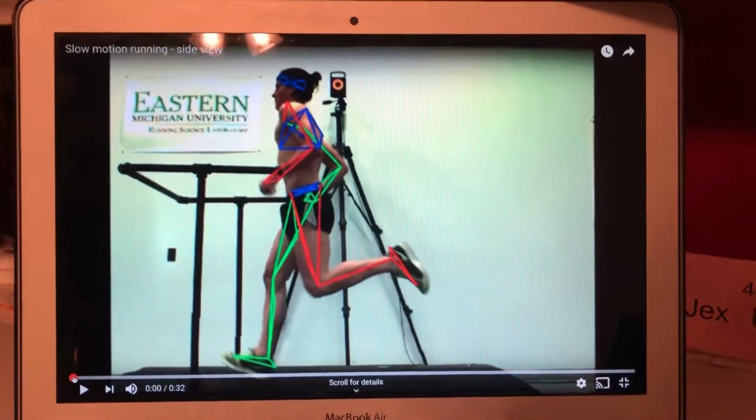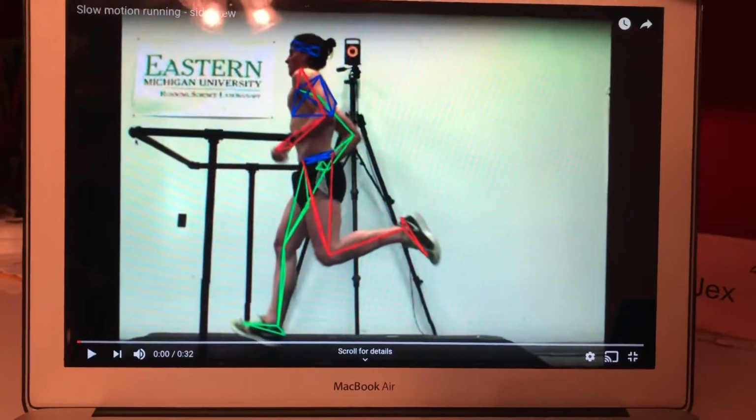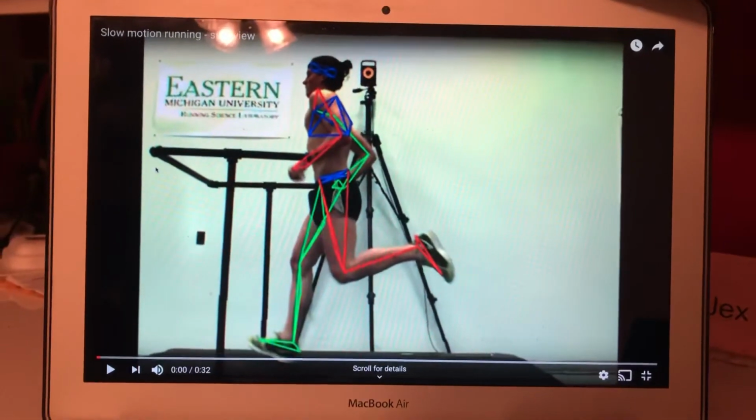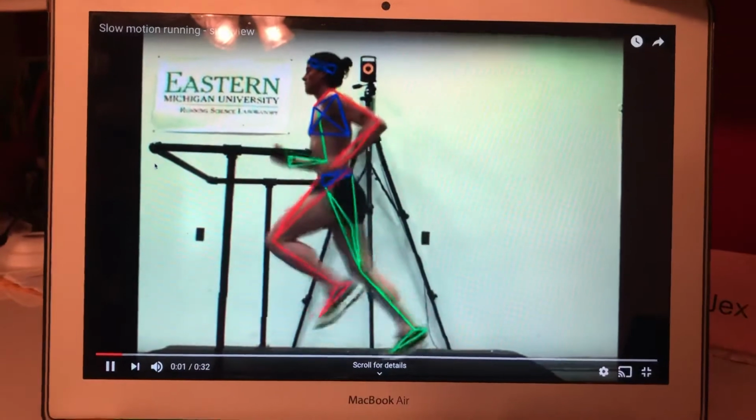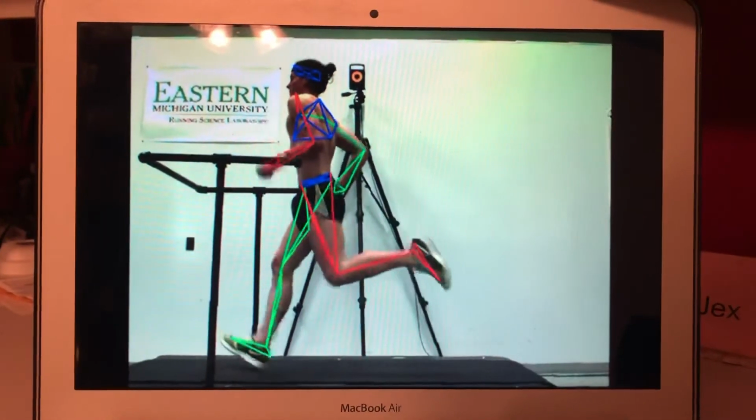So this is a 30-second clip of a runner, a D1 runner, assuming from Eastern Michigan University running. And it's in slow-mo, so I'm just going to play it quickly just so you have an idea of how it looks and how it's analyzed.